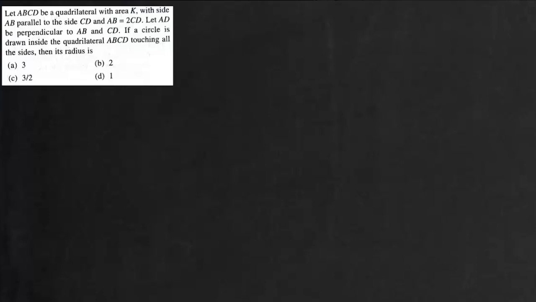Now here the question is, let ABCD be a quadrilateral with area not K. This area is actually 18. So with area 18, with sides AB parallel to side CD and AB is 2 times CD. Let AD be perpendicular to AB and CD. If a circle is drawn inside the quadrilateral ABCD touching all its sides, then its radius is.